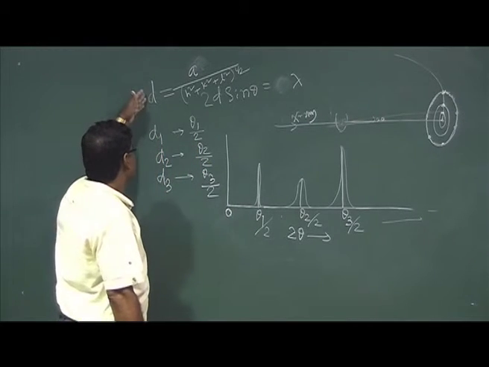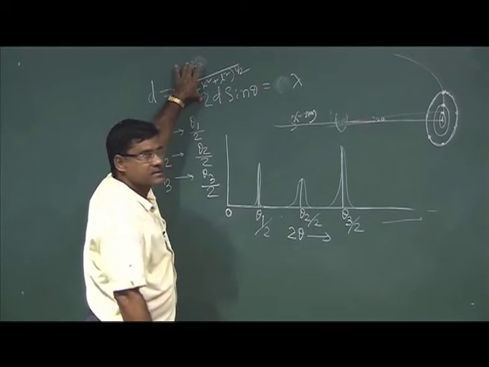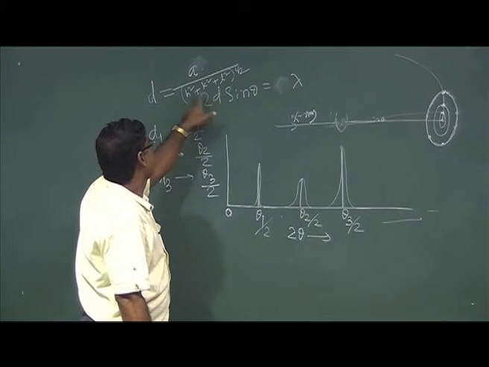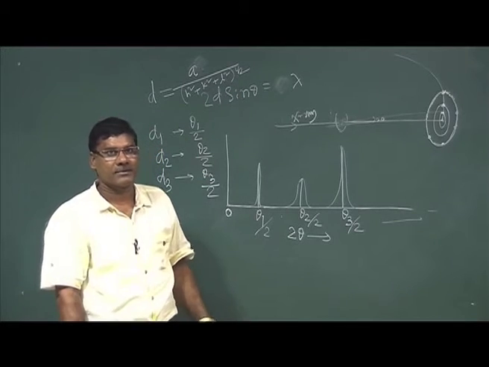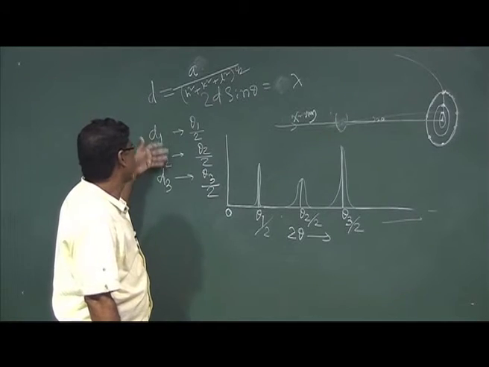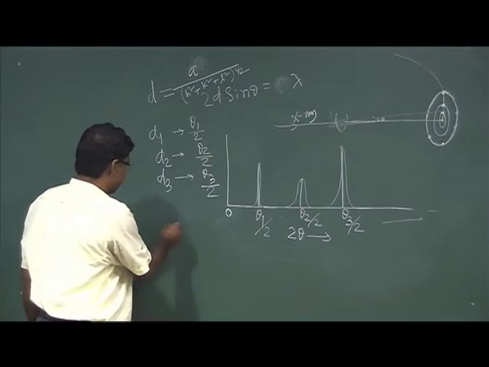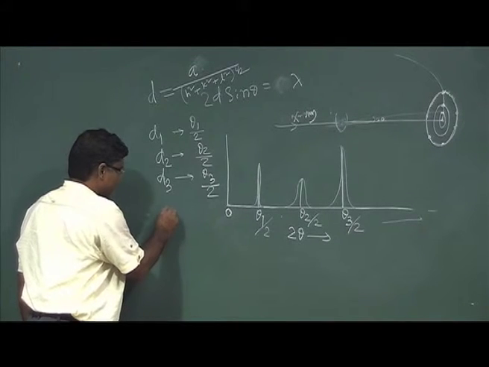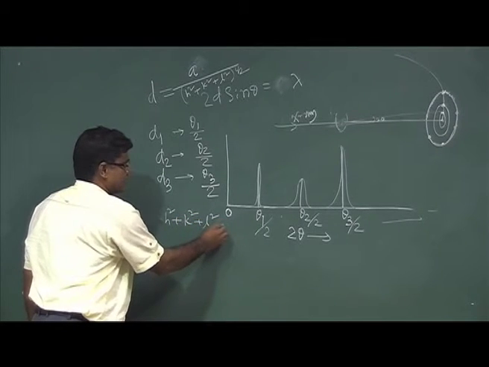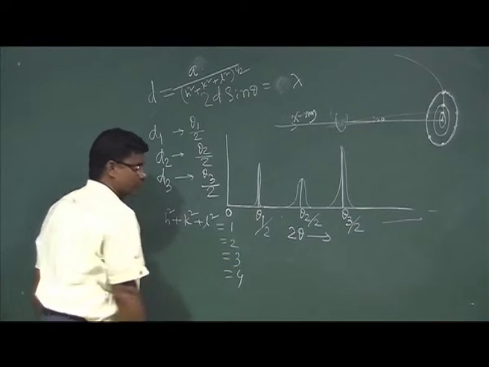So, d here I can replace with this, right. Now, here again h, k, l are unknown, and for different planes it will have different values. But one can notice that one can take this h square plus k square plus l square as 1, 2, 3, 4, etc., right.